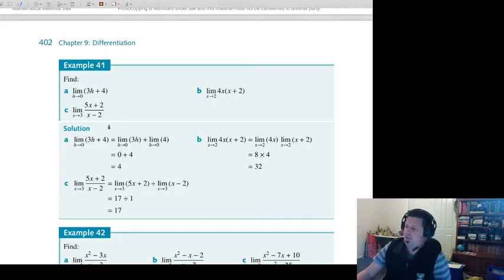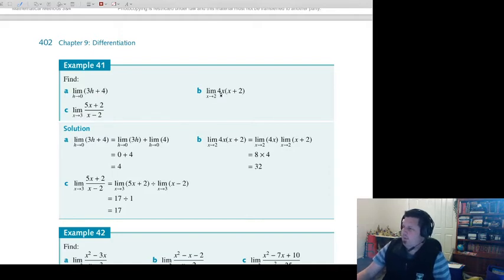To work that out, we need to work out the limit as h approaches 0 of 3h, which is 0. 3 times 0 is 0. And then also work out the limit as h approaches 0 for 4. In this case, it's 4. Add those together. It's the sum of both of those, which is 4.